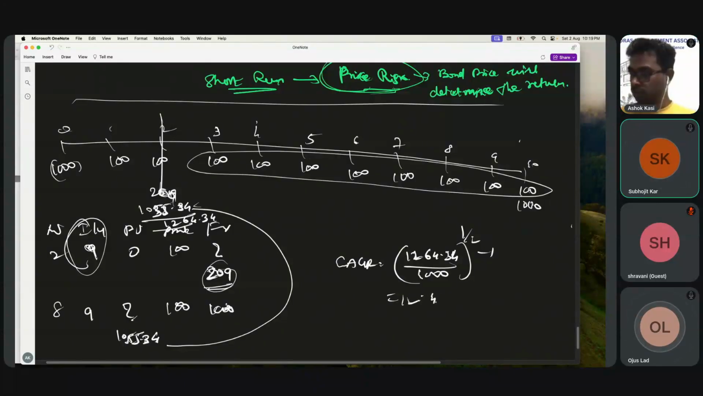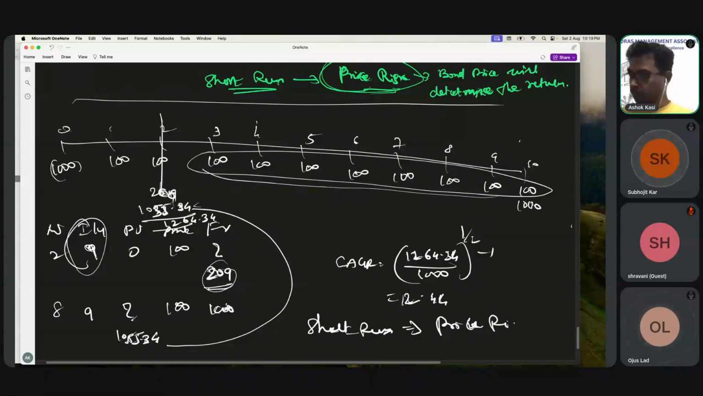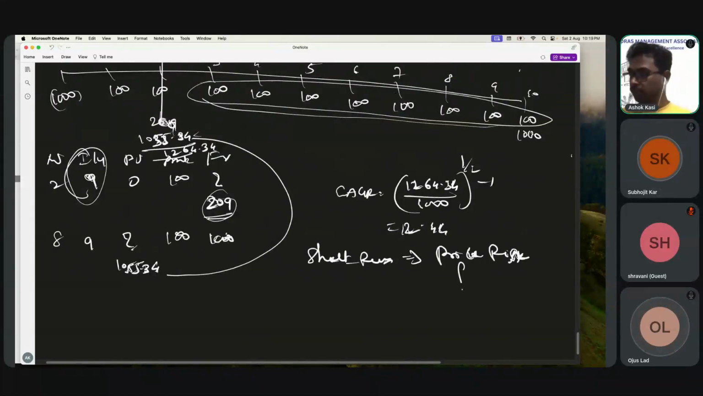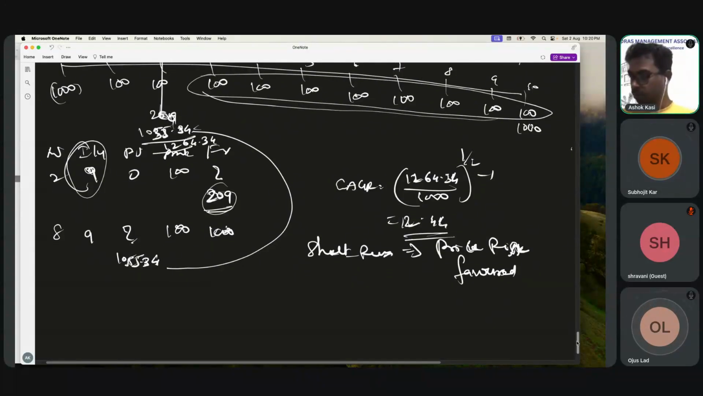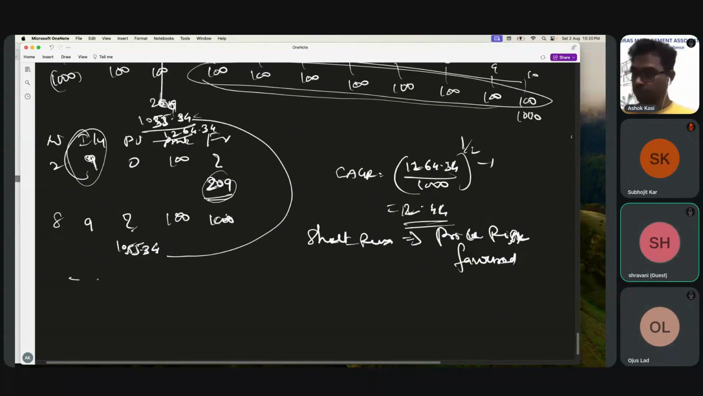So that means in the short run, because it is a short term investor, price risk is playing. Price risk means, because interest rate came down, bond price went up. So price risk is more powerful, and that risk favored me. And because that risk favored me, my returns have gone up to 12.44 from 10 percent. Is it okay? Yes, sir.